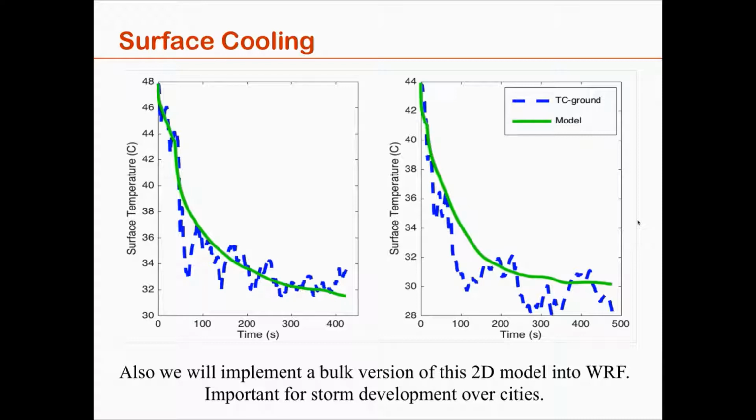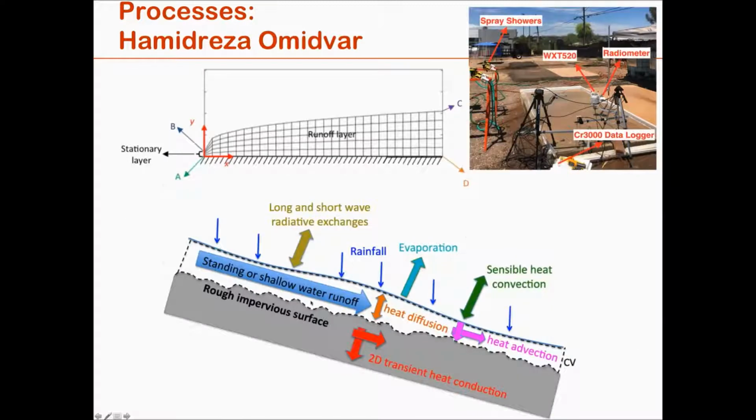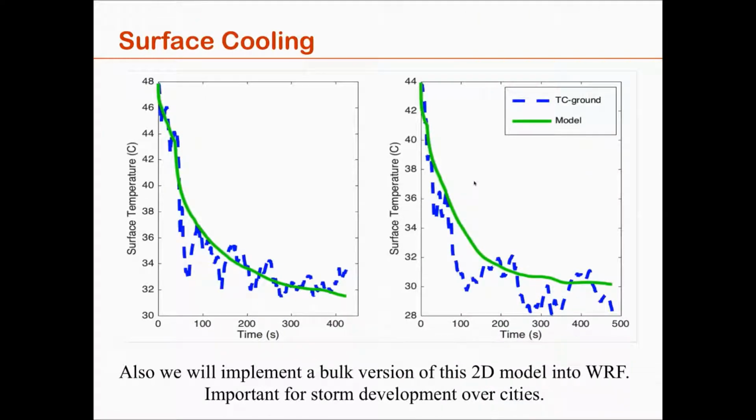The green is the model, and the blue are thermocouple measurements of the surface temperature. We see that the model is capturing the rapid cooling of almost 16 degrees within a few seconds. Here we generated the rainfall using spray showers, so we generated a very strong rainfall. But in any case, rainfall will cool the surface very rapidly, extracting heat from the surface and advecting it with the runoff.